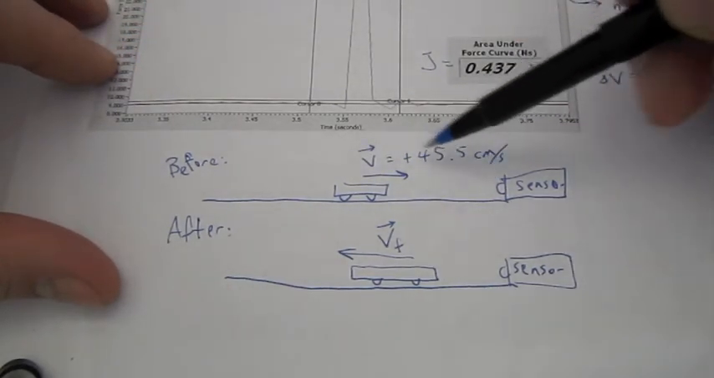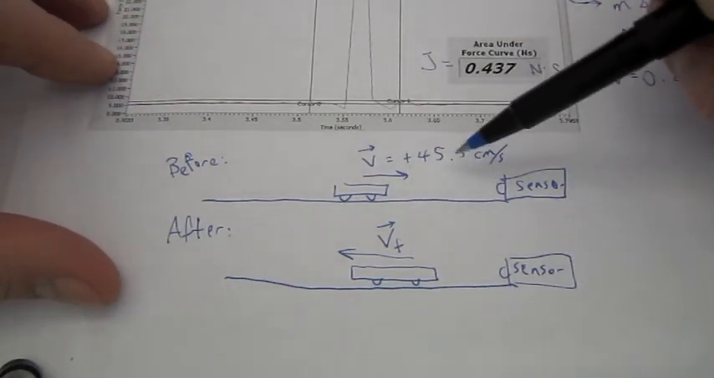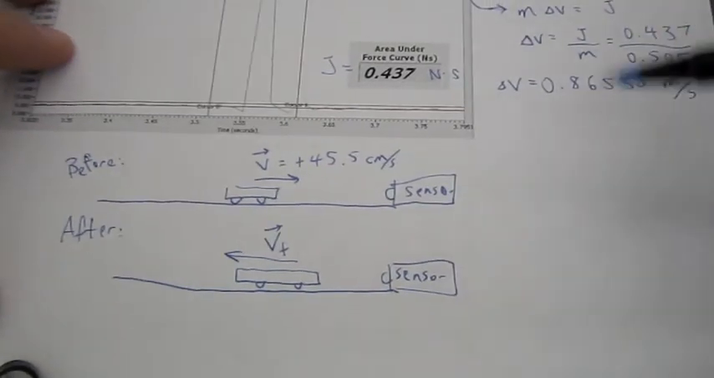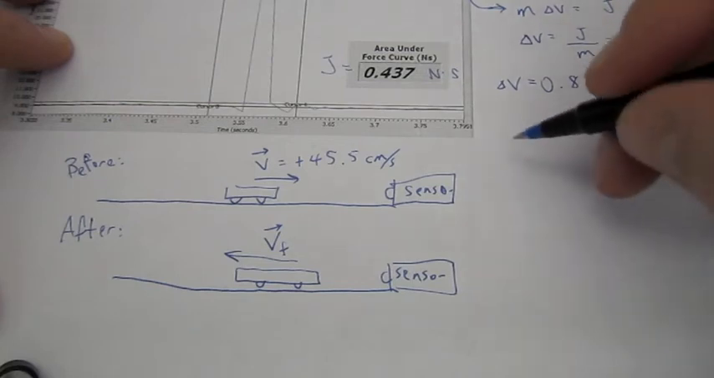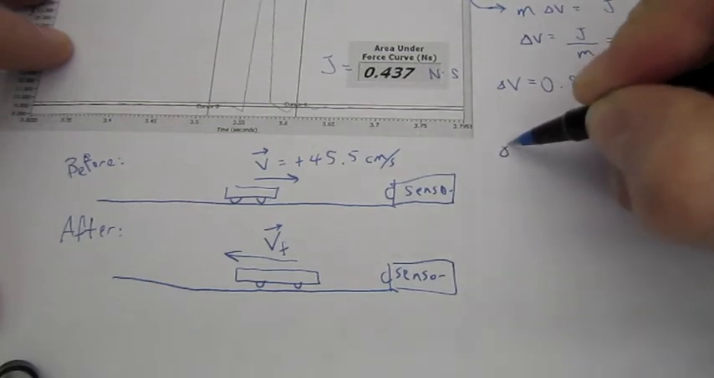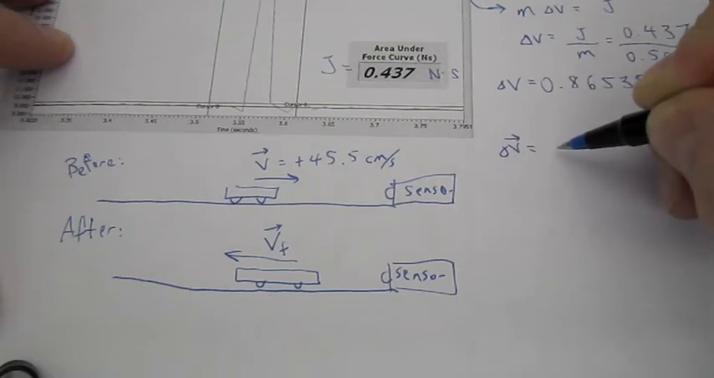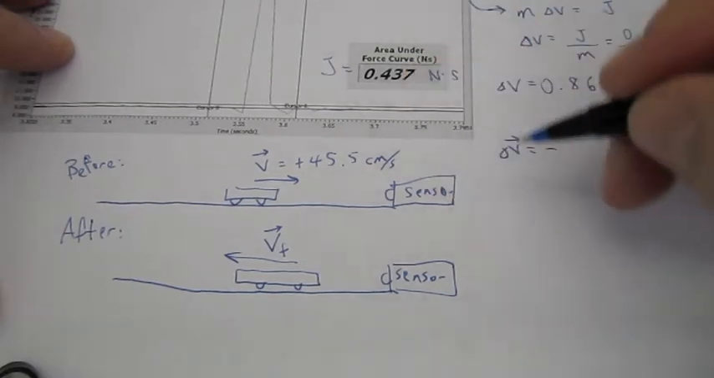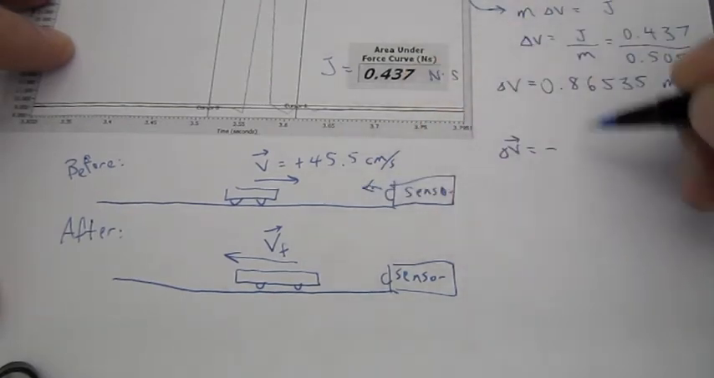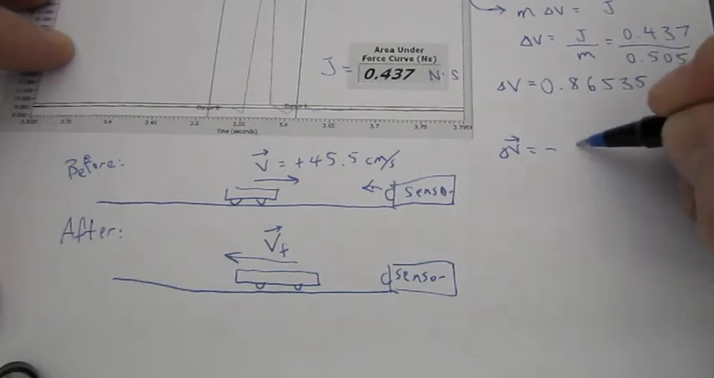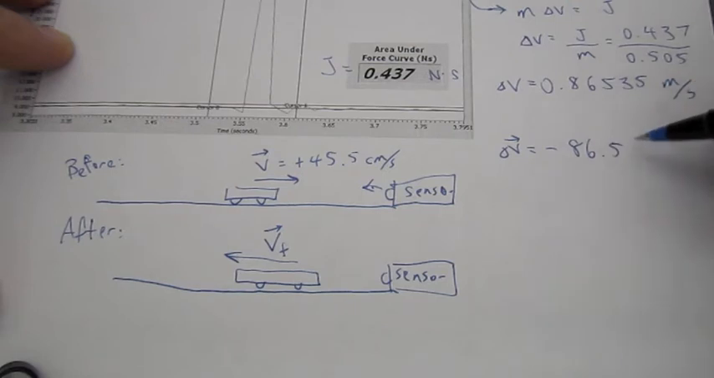Okay, so just drawing a quick sketch here to remind us what's going on. The cart was going along towards the right at plus 45.5 centimeters per second. And then what happens is it's got this delta V. So delta V is going to be, I guess, negative if we think about it in terms of a vector. It's going to be towards the left. It'll bounce by, times 100 to convert to centimeters, 86.535 centimeters per second.